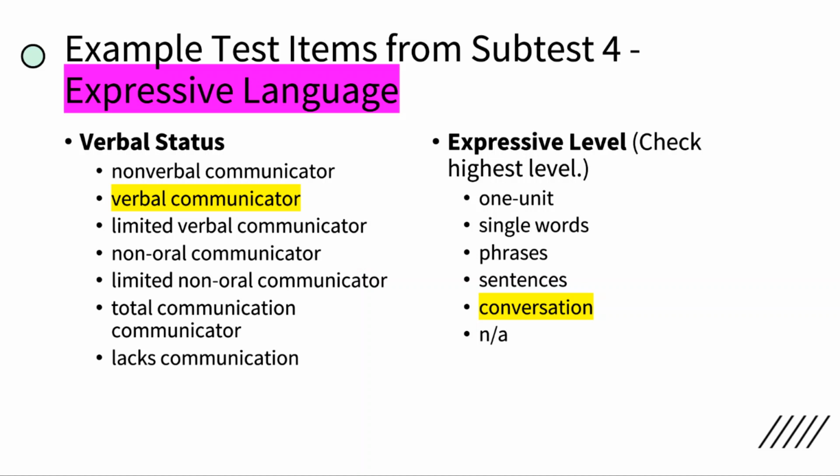That's great, Sarah. As you can see from the video, I was able to determine Sarah's verbal status as a verbal communicator by asking her an open-ended question and listening to her response. A verbal communicator is described in the examiner's manual as someone who speaks to express a reasonable percentage of the time, and the verbal output must be at least somewhat intelligible to others. Also, I was able to determine Sarah's expressive level as conversation because her most common level of expression was that of conversation.